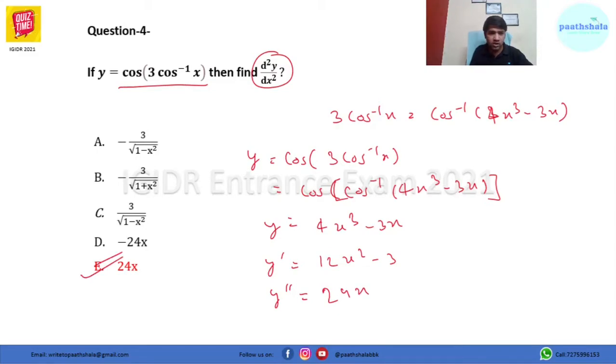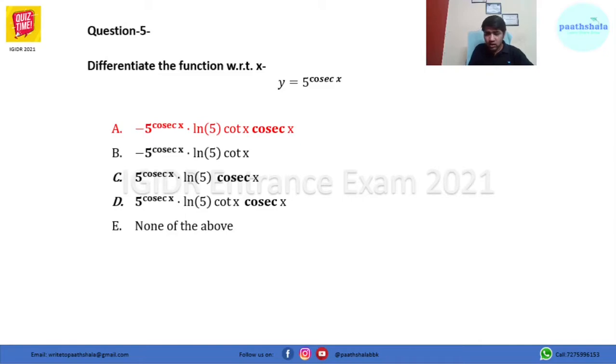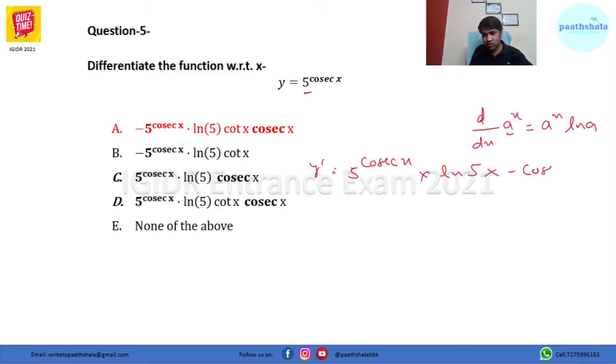Now let's move to the next question. I told you already this question is very important from the point of view of IGIDR. This formula is very important: d/dx of a to the power x is a to the power x ln a. So if we differentiate this function, this will come out to be 5 to the power cosec x into ln 5, because in the place of a we have 5, and the differentiation of cosec x is minus cosec x into cot x. So let's go by the options. This is the right option. Let's move to the next question, that is question number 6.